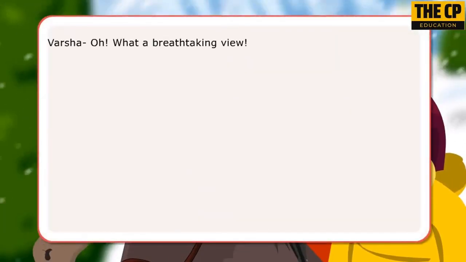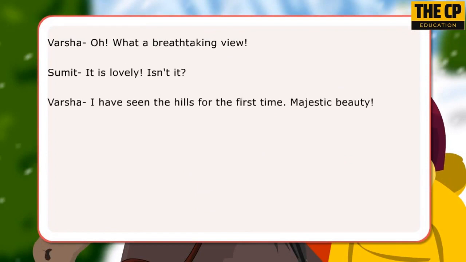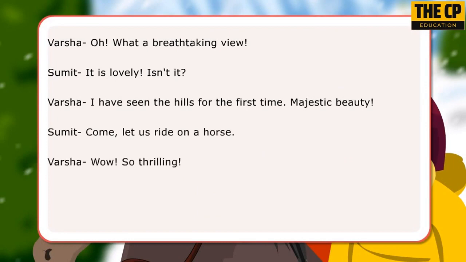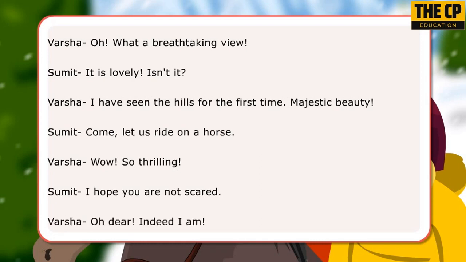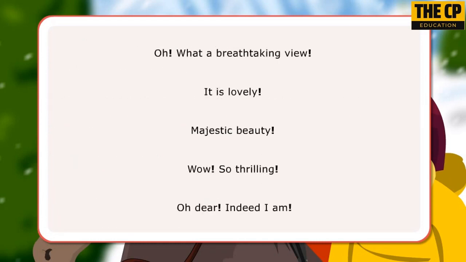In the dialogues, the boy and the girl have used sentences expressing sudden surprise, joy, and fear. These sentences end in an exclamation point. Here are some examples of sentences with an exclamation point.